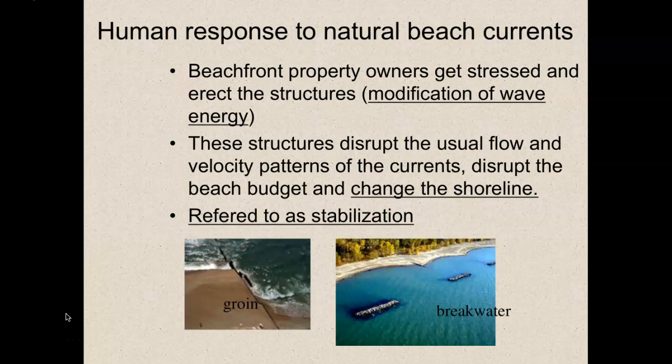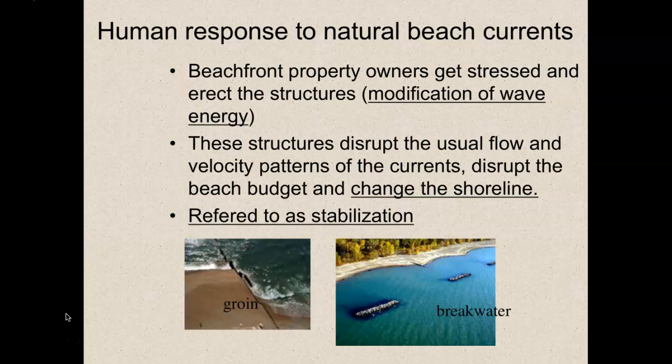So what they try to do is to add structures that modify the wave energy. And in North Carolina, that's pretty much illegal these days. There are a few projects that do get permitted on a really selective basis. That's because those structures are going to disrupt the usual flow and velocity patterns of the currents and change the beach budget and in turn change the shoreline. They refer to this in a positive way by calling it stabilization, but it's these engineered structures like here on the bottom left, a groin, or there on the right, a breakwater.